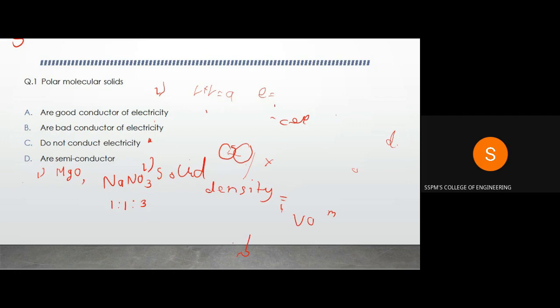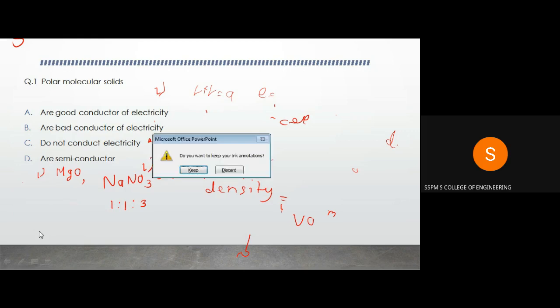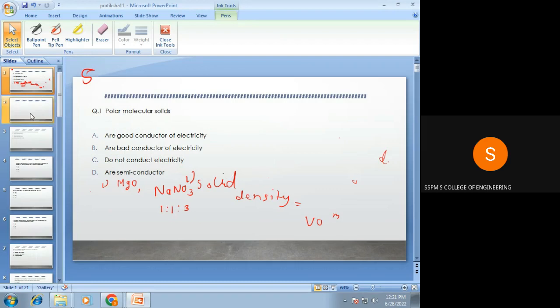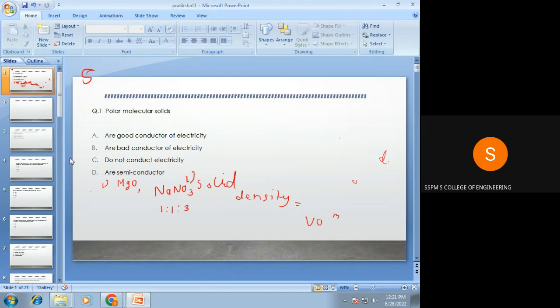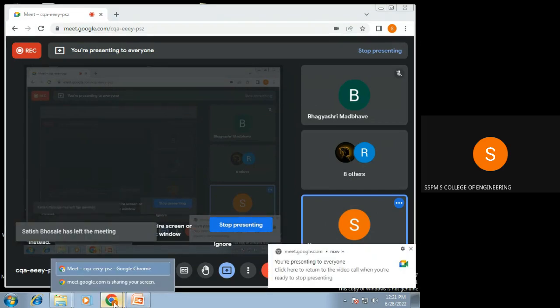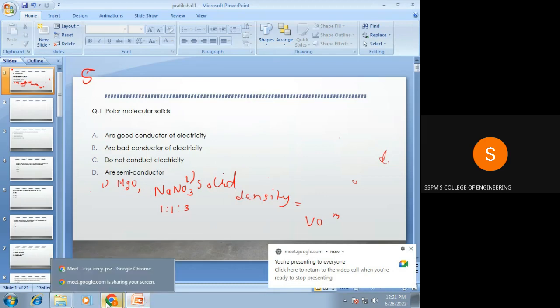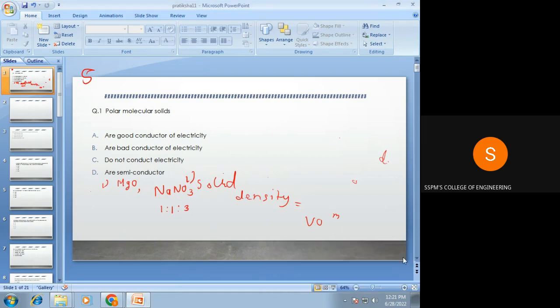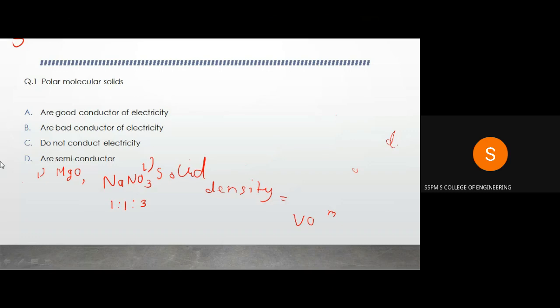Okay, this theoretical part is only asked in MHSET questions. So let's see the questions asked in CET. Let's see the questions.